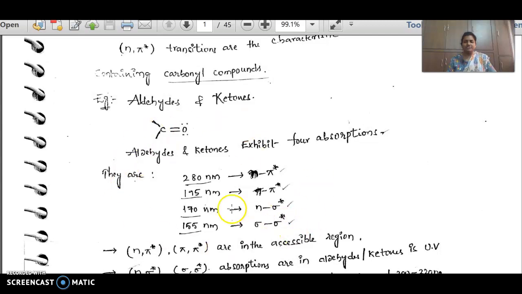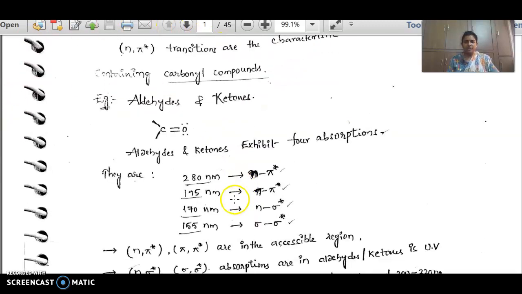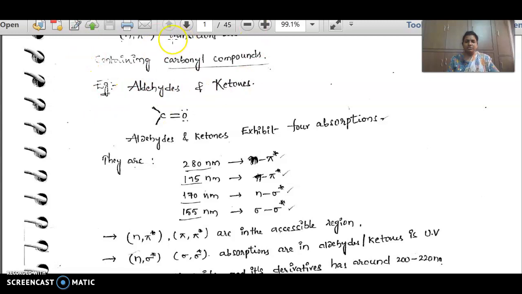These are the four types of transitions. Already you know about the photochemistry, the types of transitions, intersystem crossing, and all those things. Here we are discussing the reactions which involve n to pi star transitions. This will be present mostly in carbonyl compounds, which means aldehydes and ketones.